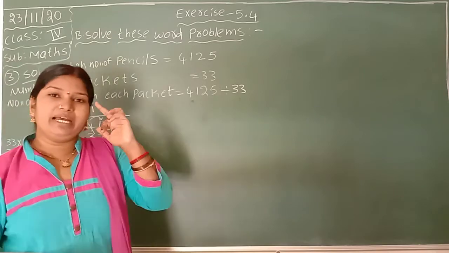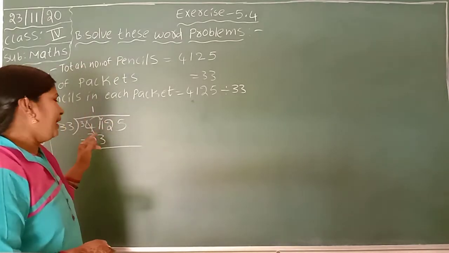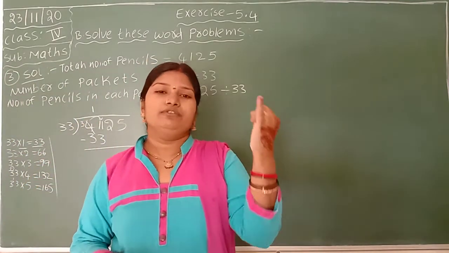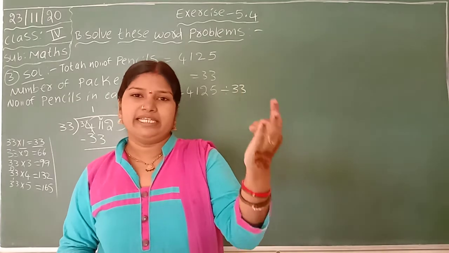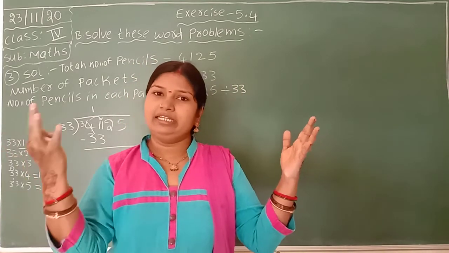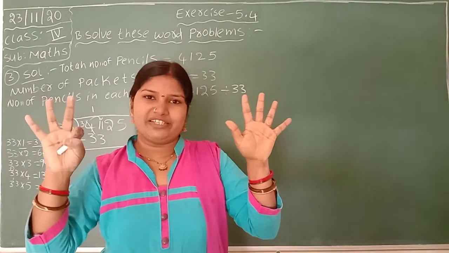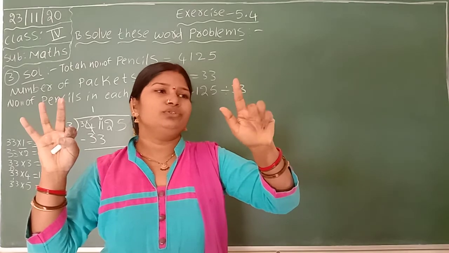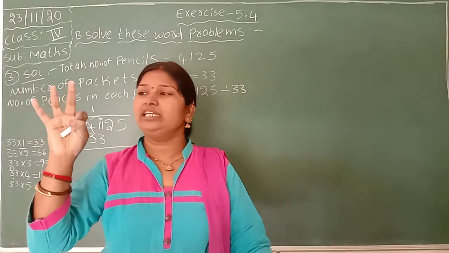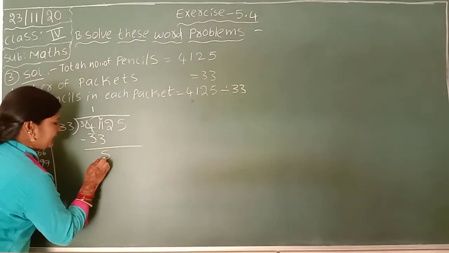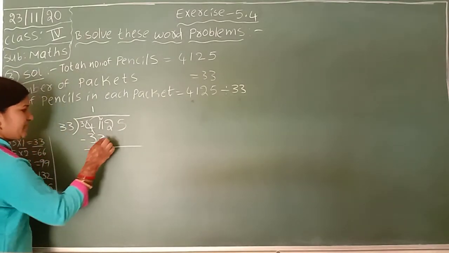11 minus 3. After 3, count up to 11: 4, 5, 6, 7, 8, 9, 10, 11. How many fingers did I open, children? Count once. 1, 2, 3, 4, 5, 6, 7, 8. The answer is 8. 3 minus 3, 0.